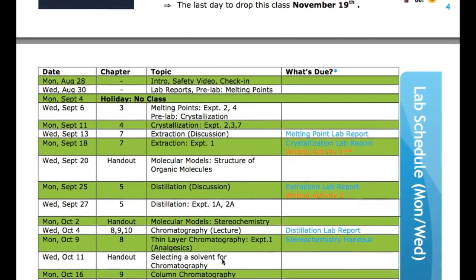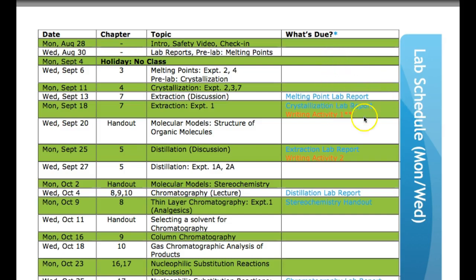And we also have our lab schedule. So you also have the chapter, so this will be in the textbook that's specifically for lab, what we're working on that day. We usually do a lecture, similar to what you did in general chemistry if you took it here at Fullerton College, where we lecture on it on one day and then run the experiment on the second day of that week. We also have what's due for that on that particular day.